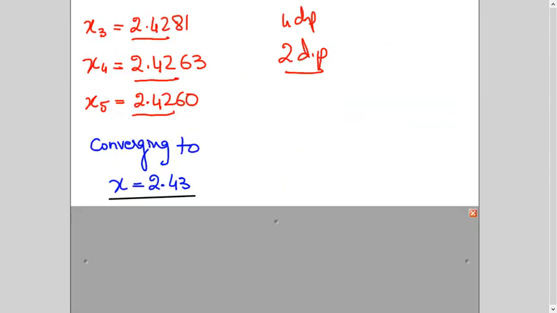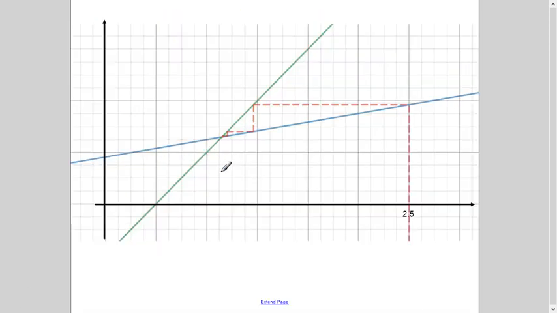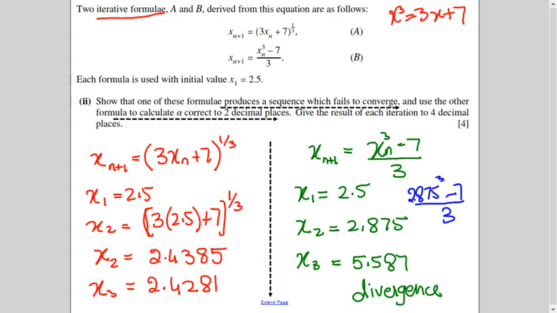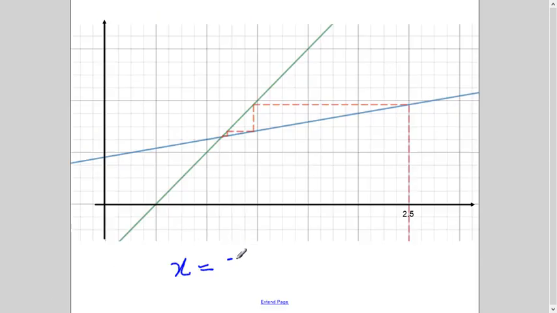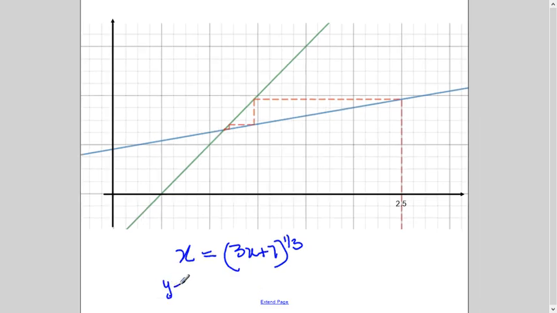Now let me explain the same, not explain, but just to give you an idea through a graph. See here, this is the graph when the sequence is converging. We substituted 2.5 in it, okay? And after that, because you see what the equation was here, let me just write here. x equals (3x plus 7) power 1 over 3. Okay, so basically if we see from maths, if you remember, y equals x.